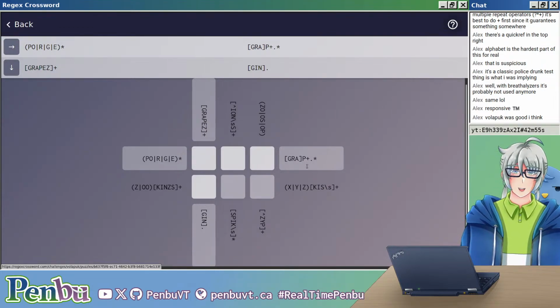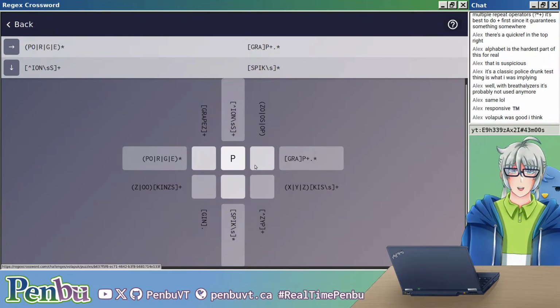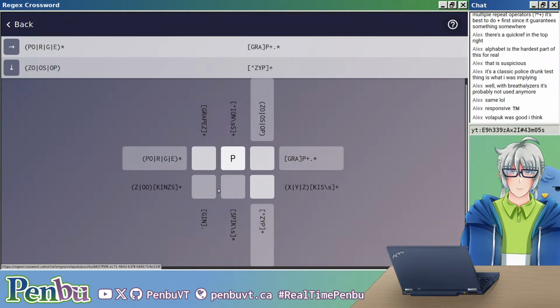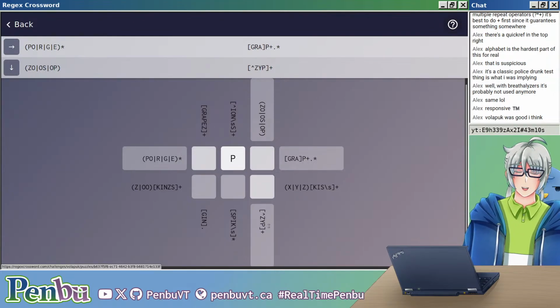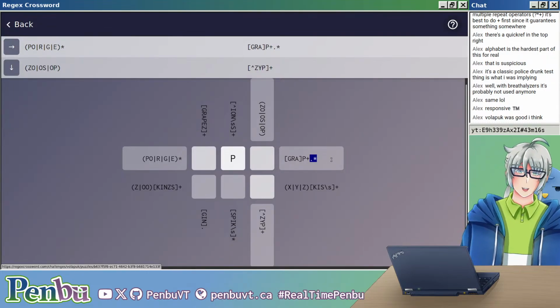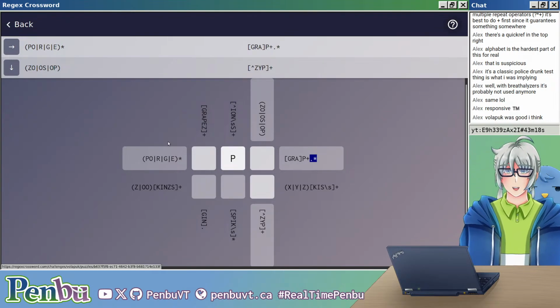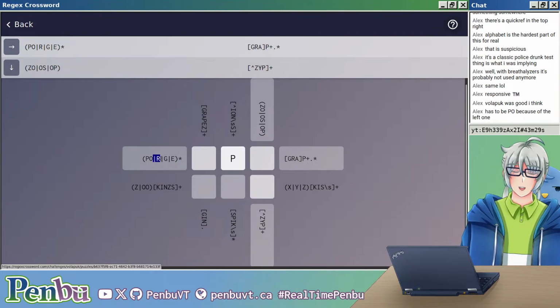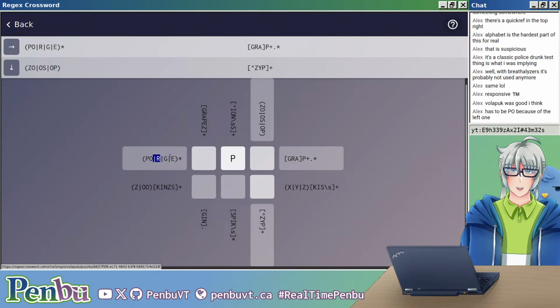Okay. So we have GRA. This is a GRA. This is a constant P. This could be P or it could be anything else. Actually, it can't be a P because this prevents us from being a P, so it has to be this portion, which means it doesn't really give us any information. Grape Zs. So this can either be a G, a P, or an E, or an R for that matter. It has to be PO because of the left one.